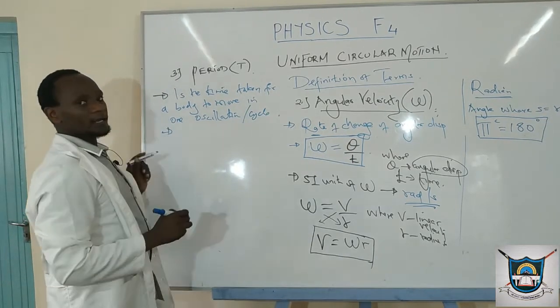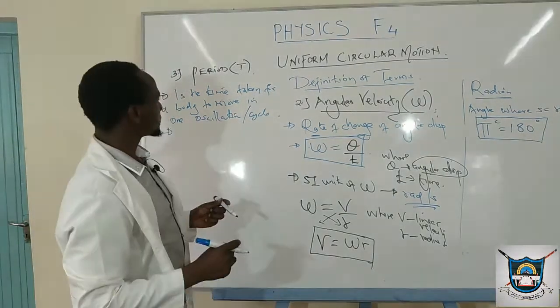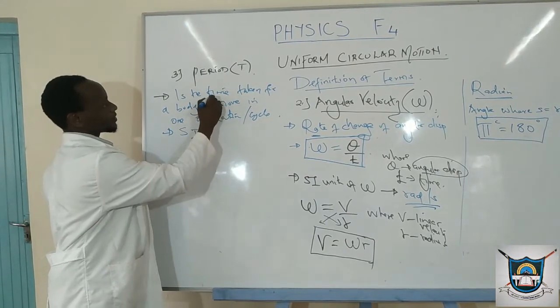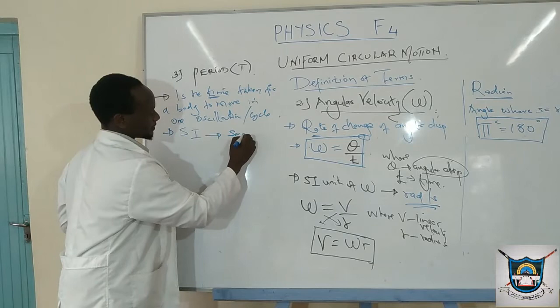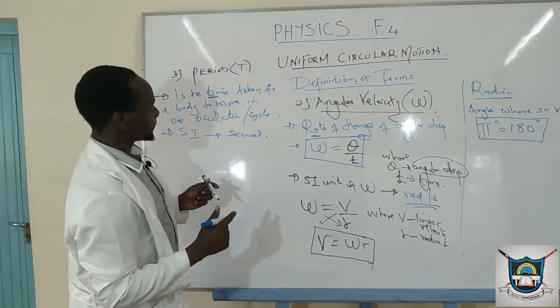And now we can give the SI unit of period. The SI unit of period, remember that's time. We talked about time, and we know the SI unit of time is the second. That's the SI unit of period.